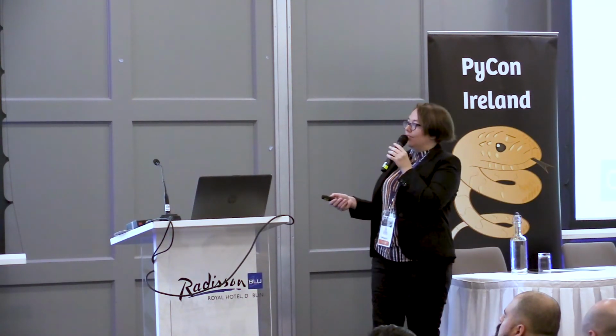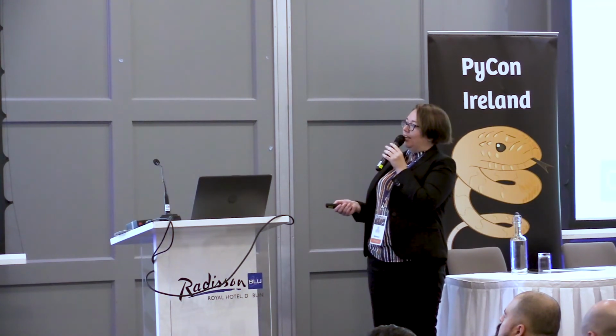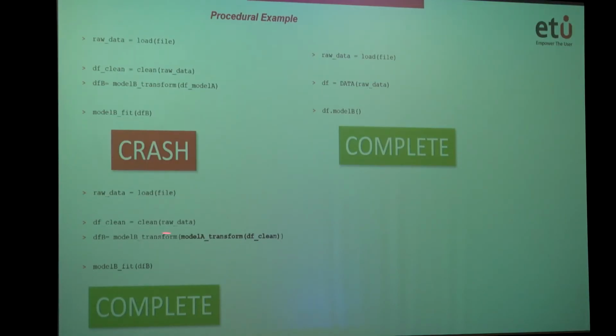And so here, to make it run, you essentially need to remember for yourself, oh wait, model B doesn't just take DF clean, it takes DFA. So I need to run the DFA transformer on that as well. And in a way, that's trivial, right? With simple code like this, it's very easy to go in and go, oh, duh, I forgot that.